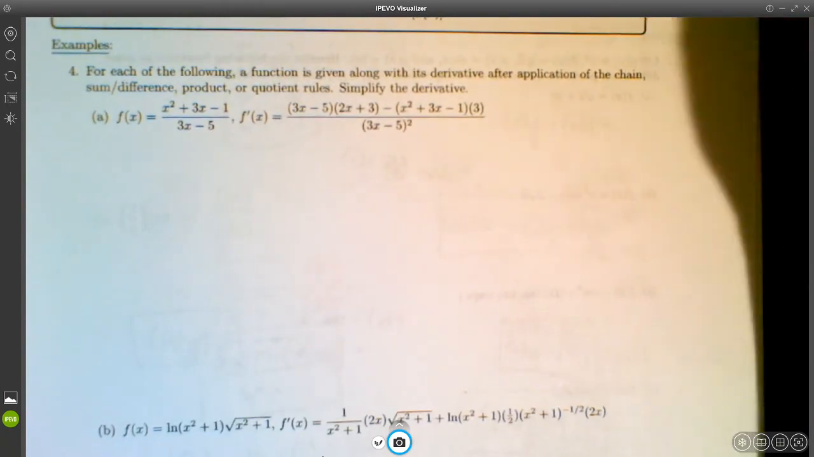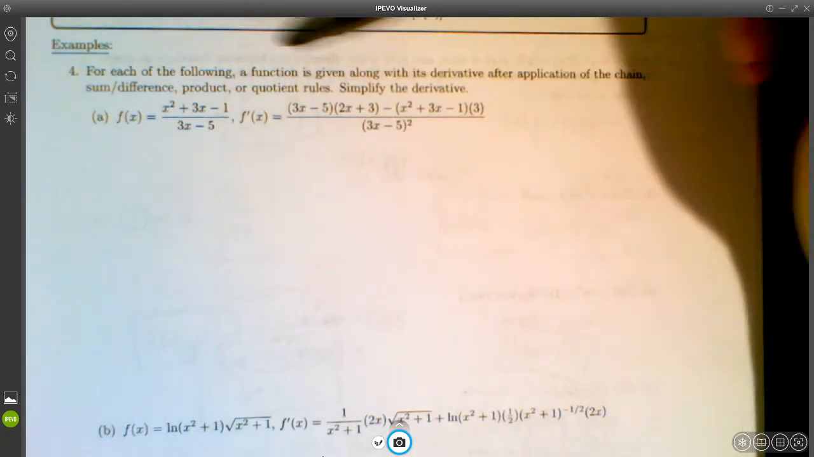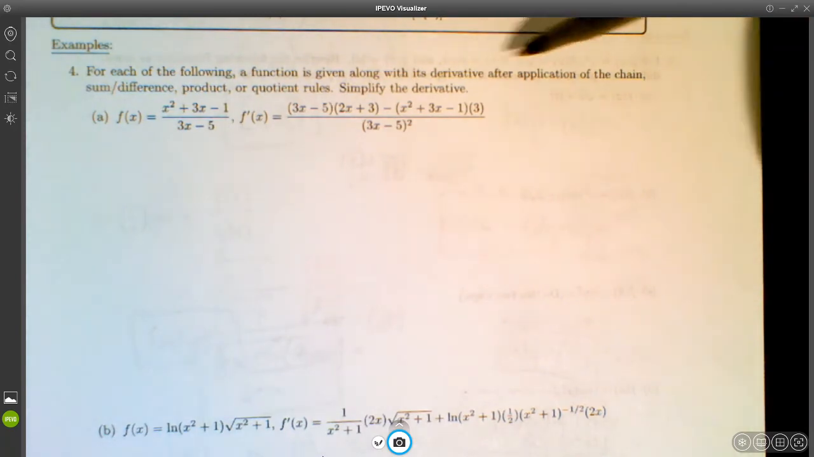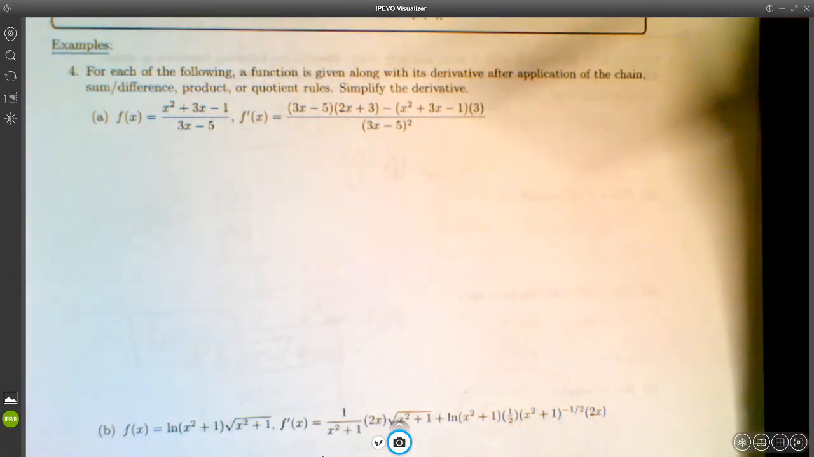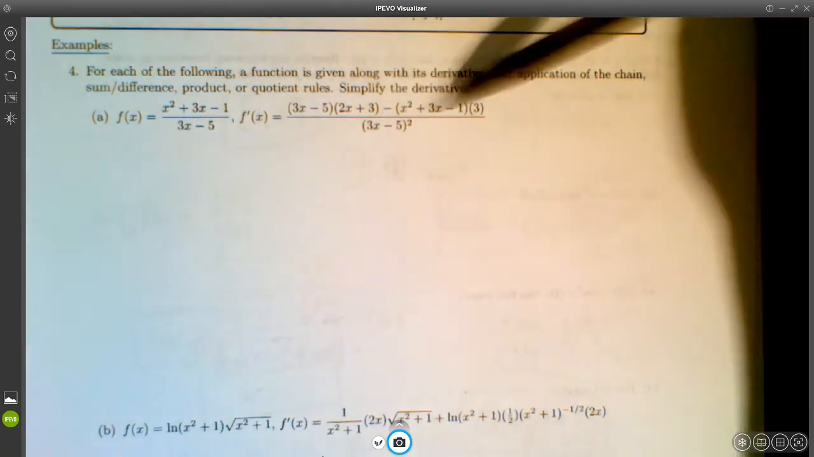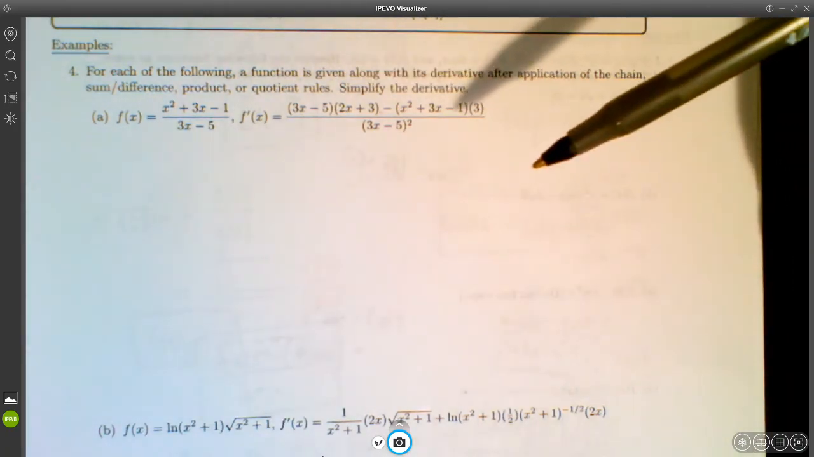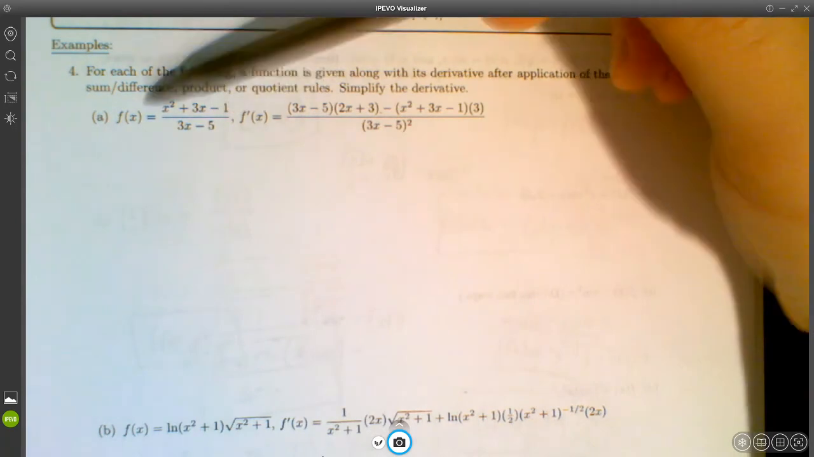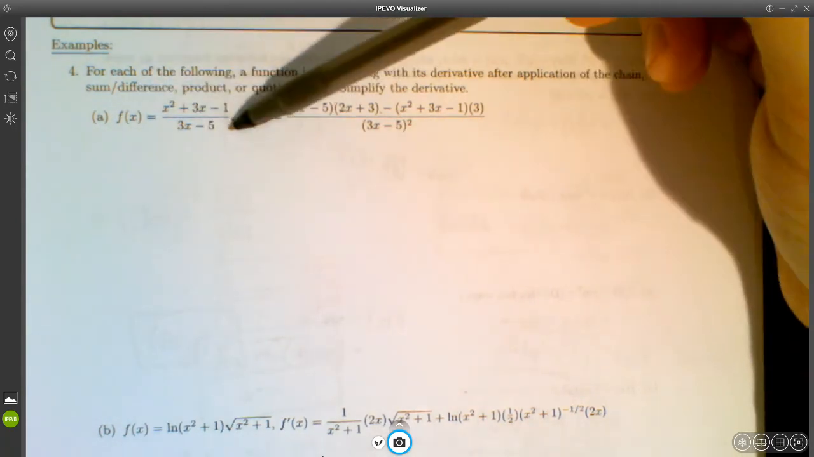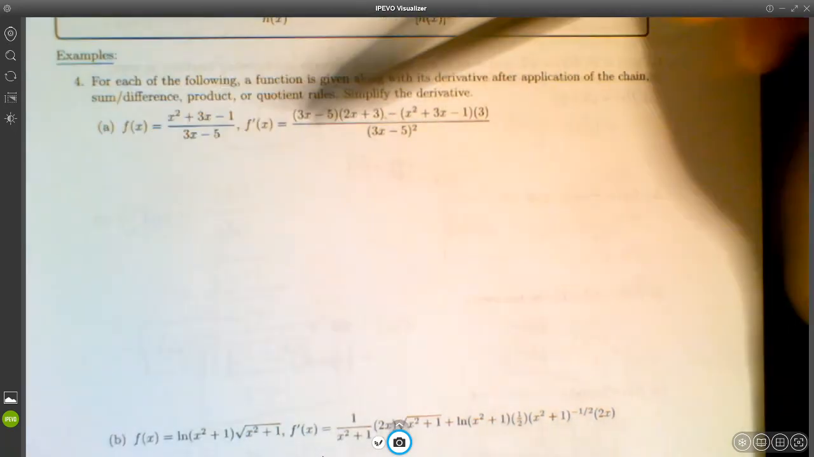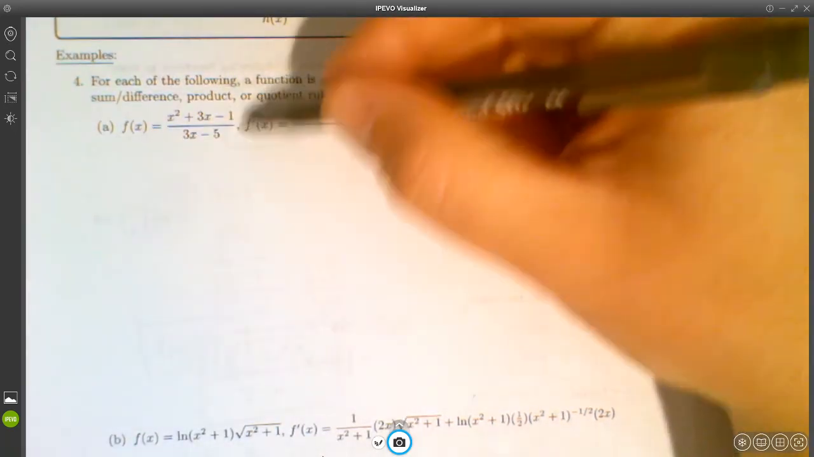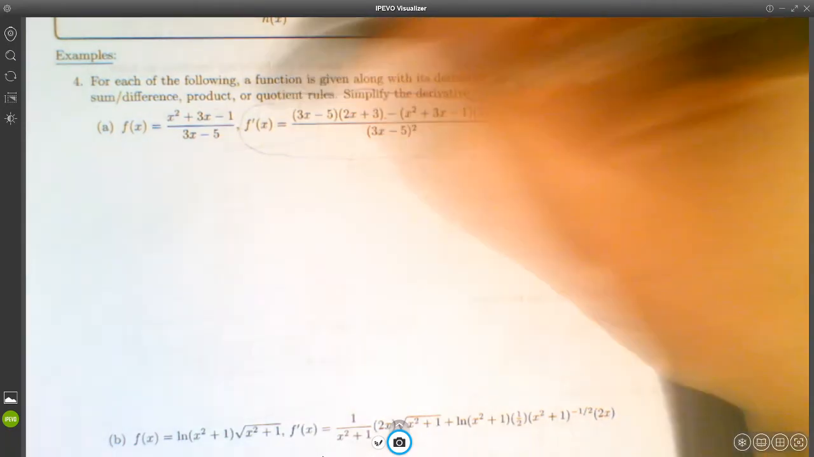So for each of the following, a function is given along with its derivative after application of the chain rule, sum difference rule, product rule, or quotient rule. And I just want to practice simplifying the derivative, okay? So the parent function, the original function, is just given for your information. It's not really necessary in order for you to simplify the derivative, which is this thing right here. So really, I just want to simplify this function.